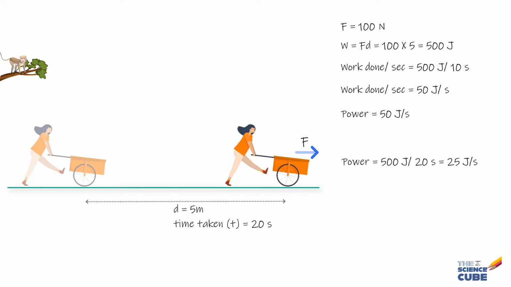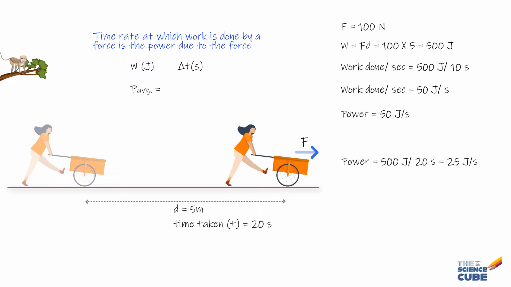So in a more formal way, we say the time rate at which work is done by a force is the power due to the force. So if a force does W joules of work in time delta t, the average power generated by the force in that time interval is given as P average is equal to W upon delta t.